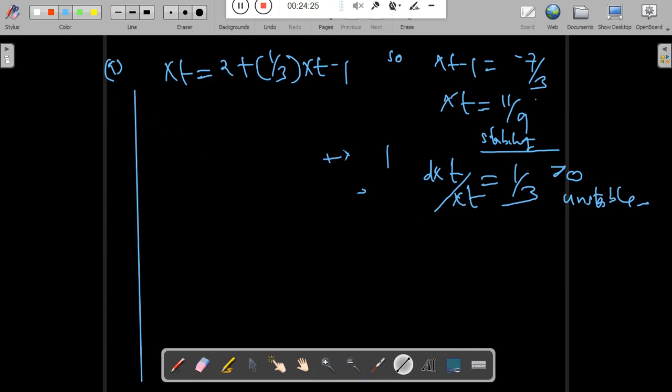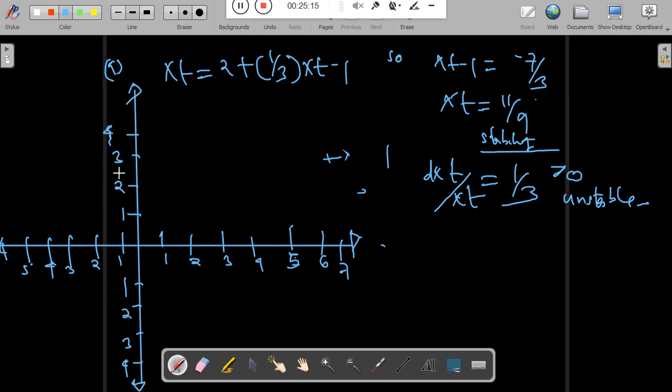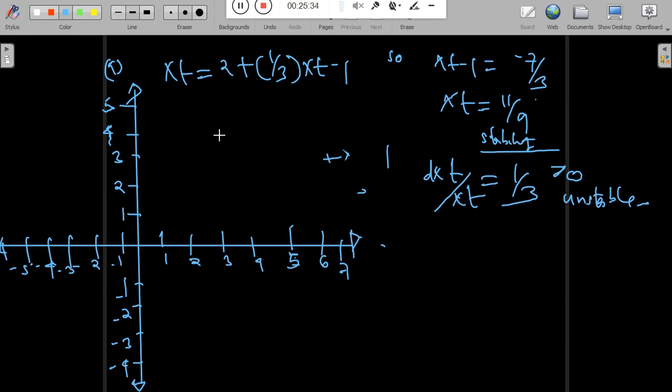So when you try to sketch the graph, since we have 11 over 9 and negative 7 over 3, we'll have 1, 2, 3, 4, 5 for the positive values, and negative 1, 2, 3, 4, and 5 for the negative values, as you can observe. So we need to take the values of the y-axis, that is xt. The values of xt are the y-axis and xt minus 1 is the x-axis.